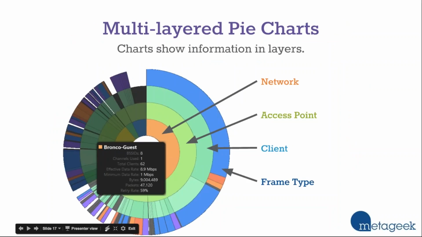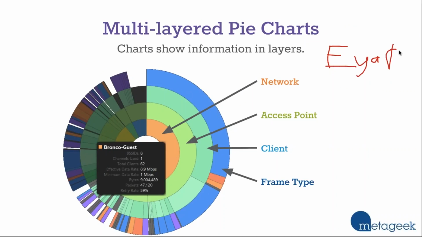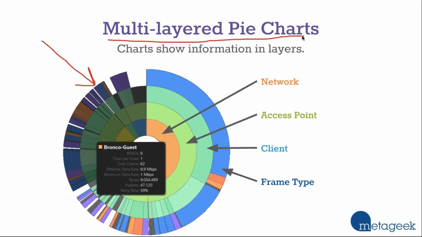So we came up with a tool called IPA. IPA stands for I Packet Analysis. It's a visual packet analysis tool. And we also really like beer at MetaGeek, especially good craft beers. So yes, we totally named one of our products after beer. IPA also uses these multi-layered pie charts, and they kind of look like eyes, and so there's several reasons why we call it IPA. And what these charts do is they show information in layers.